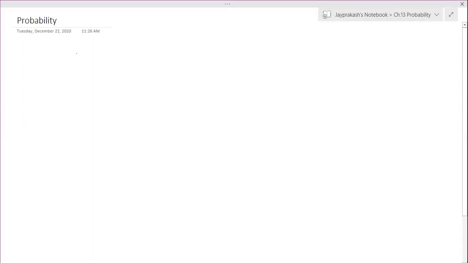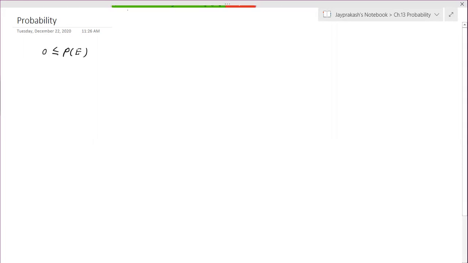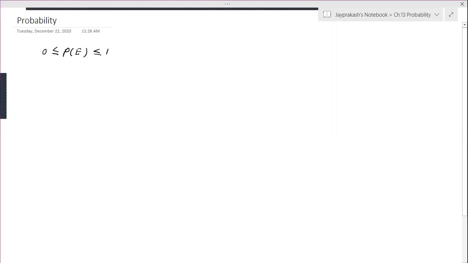So chapter number 13, probability. If we talk about whatever we studied in class 10, we know that the probability of any event is always greater than or equal to 0, but always less than or equal to 1. That means probability lies between 0 and 1.